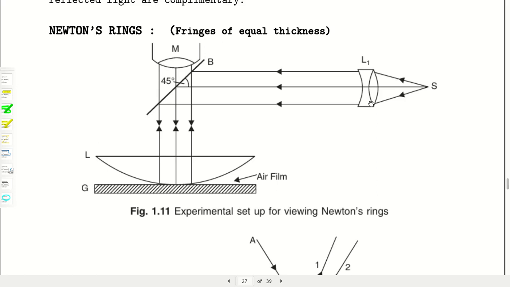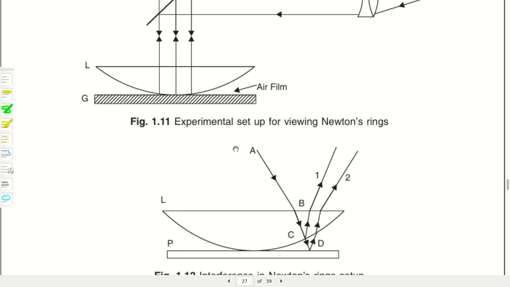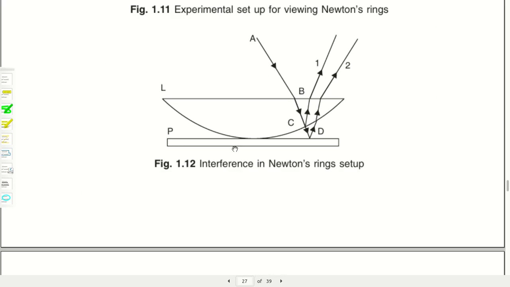The experimental setup is given over here, the source at point S, and the parallel beam of monochromatic light is incident on this mirror, which will reflect the rays coming from the source. They will be reflected back to your microscope, and those reflected rays will interfere. Let us take a microscopic point of view of this picture.